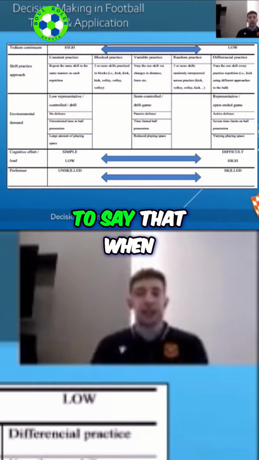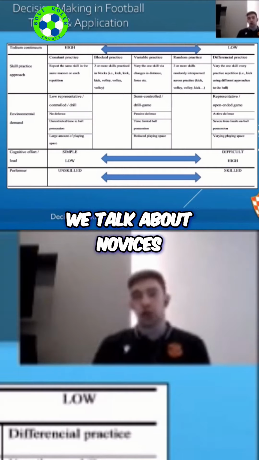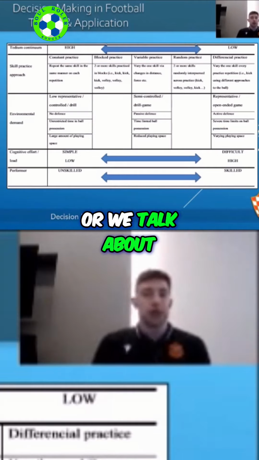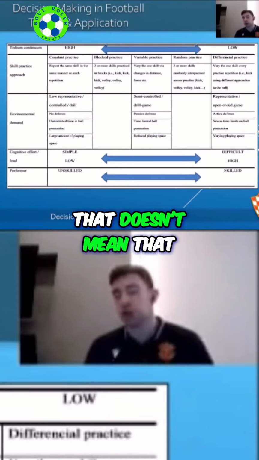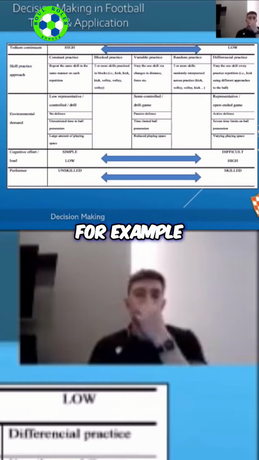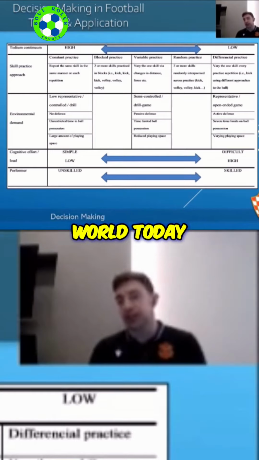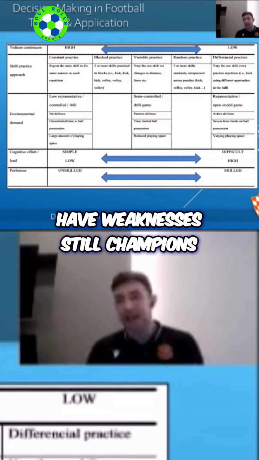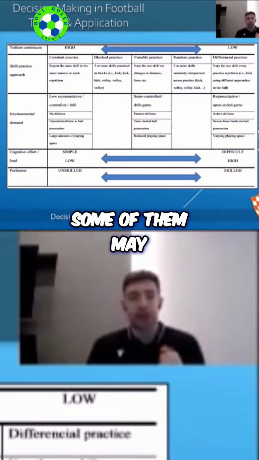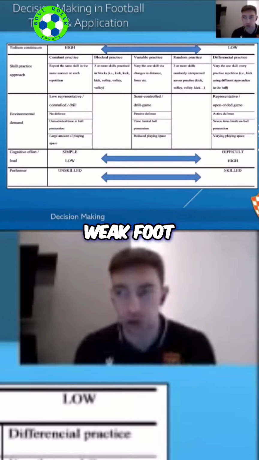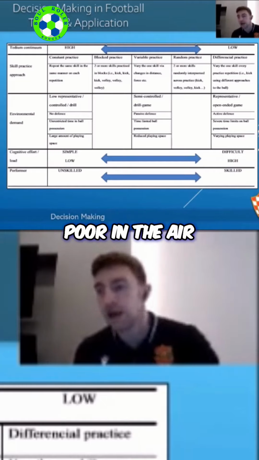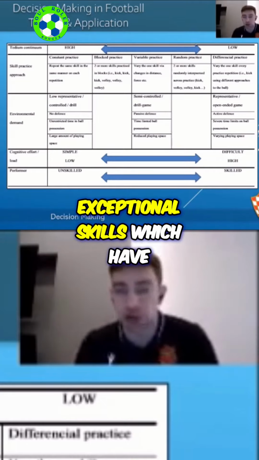And it's really important to say that when we talk about novices, or low performers in one technical attribute, that doesn't mean that you have to be 4 years old. For example, we could look at top players in the world today. Some of them will still have weaknesses. Champions League players, some of them maybe one against one defending will be very poor, or they might be very poor with their weak foot. They might be very poor in the air, for example, but they'll have some exceptional skills which have got them to that level.